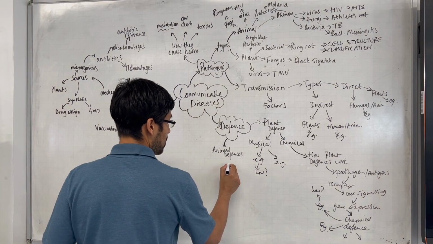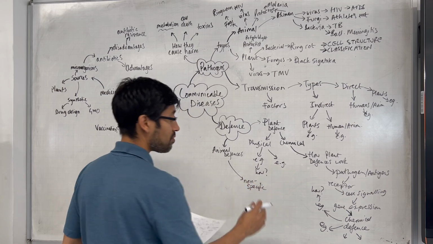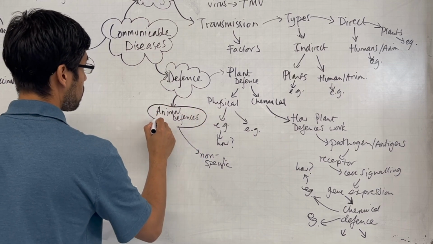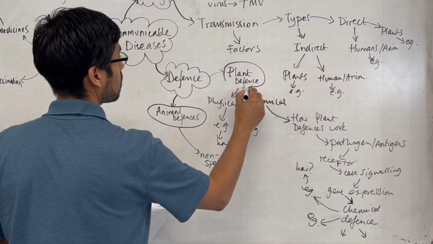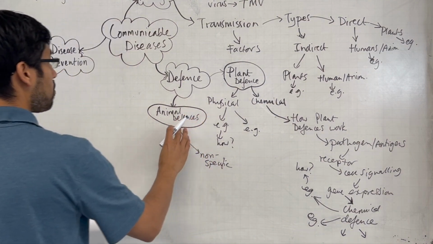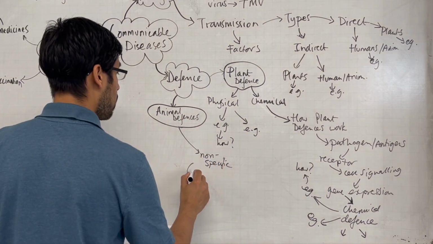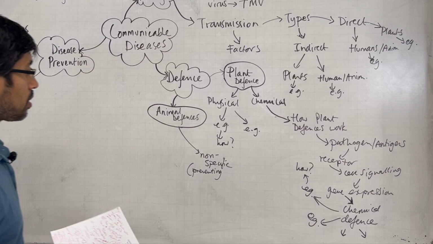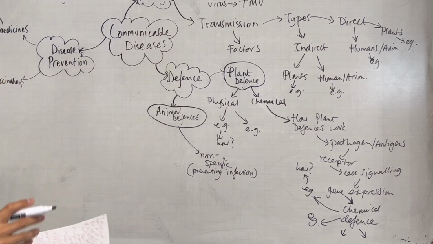Animal defenses. Let's begin. First, we begin with non-specific, and it's an important little transition that we've made there. So we've got animal defenses, we've got plant defenses. So animal defenses then, the first little stop on this journey is the non-specific. Now the non-specific is all about preventing infection.